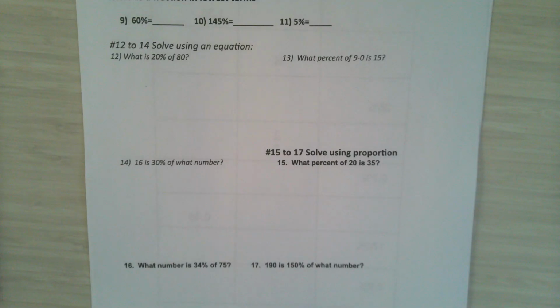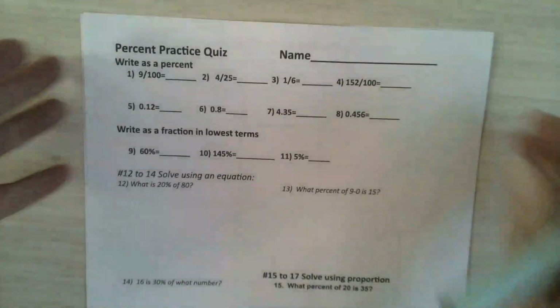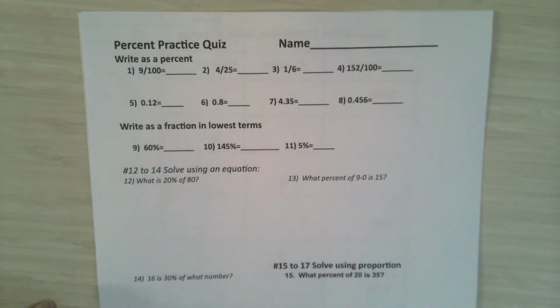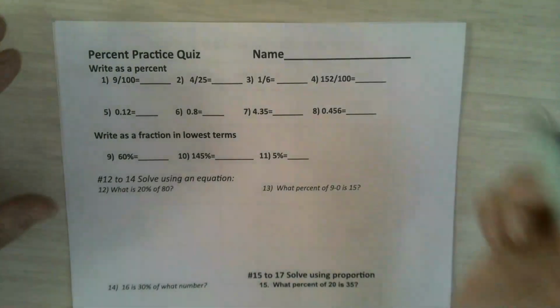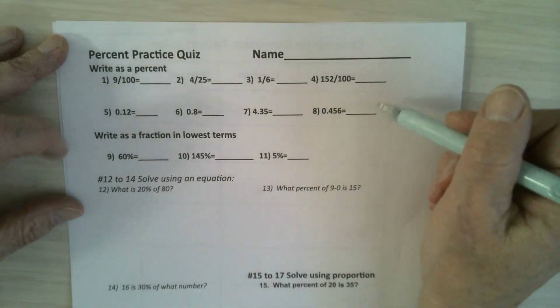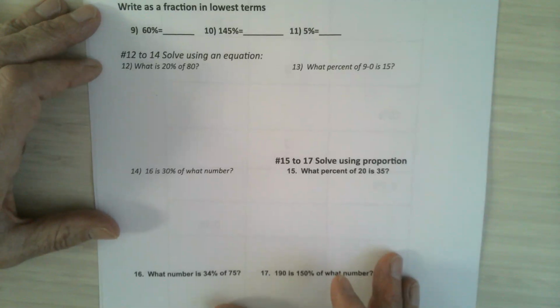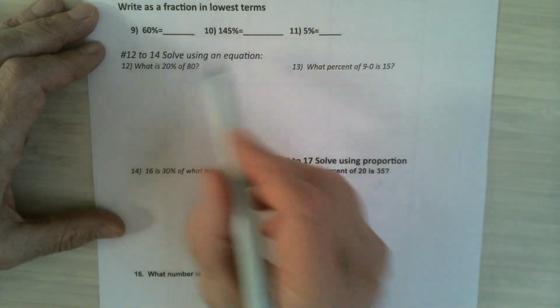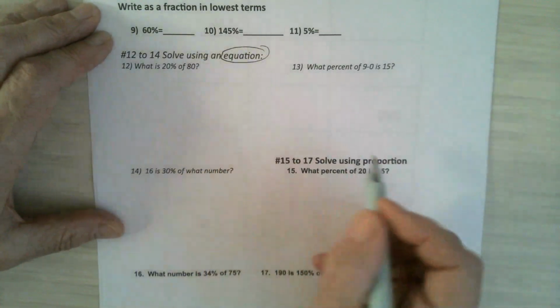Mrs. Robertson, and today we're going to go over a section on the percent practice quiz. The quiz is tomorrow, but I want to make sure you know how to do an equation versus a proportion. I am assuming you already know how to do 1 to 11, so we're just going to focus today on 12 to 17. In 12, 13, and 14, they want you to write an equation.